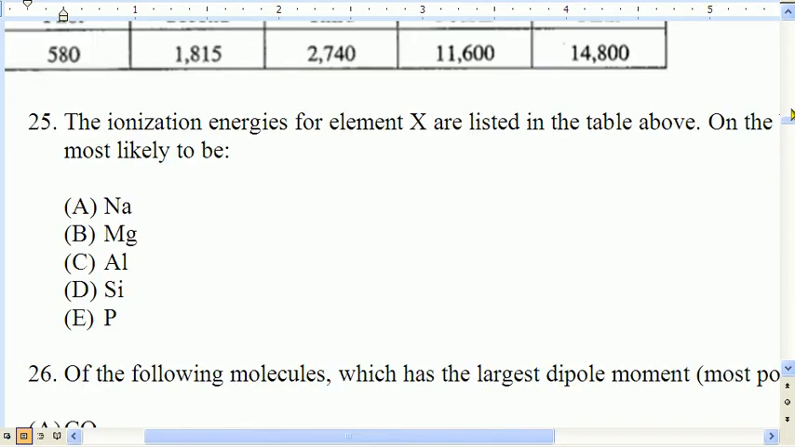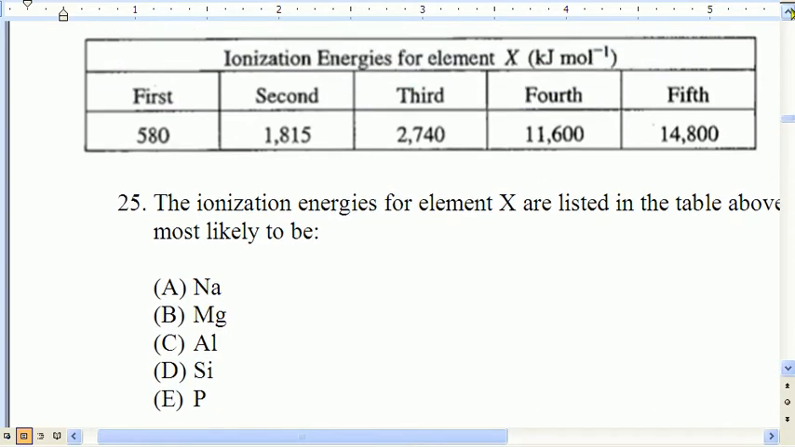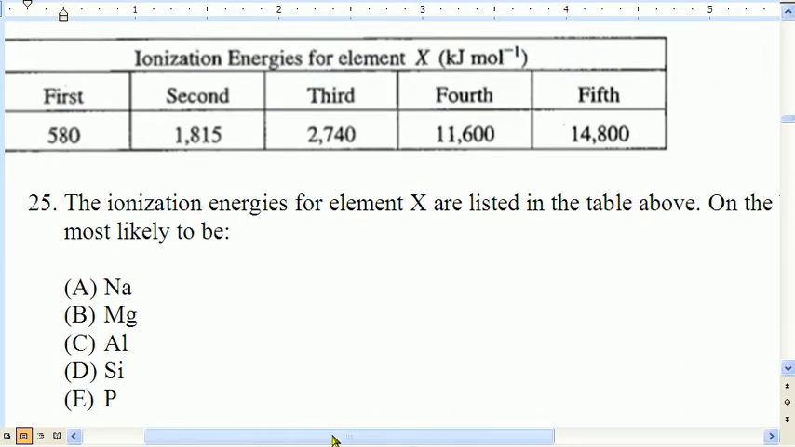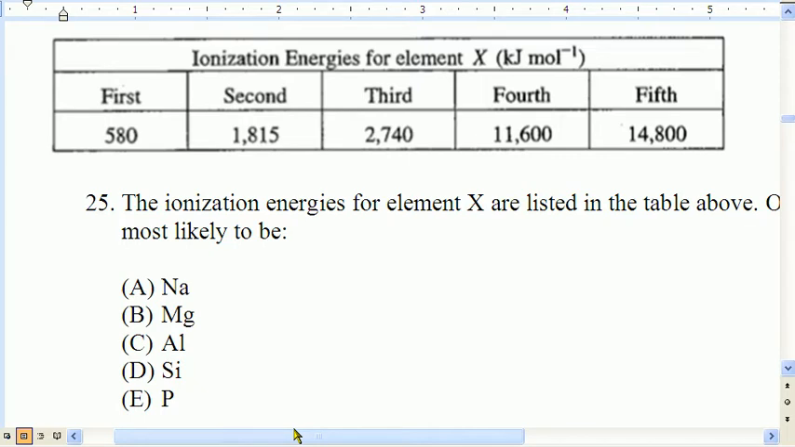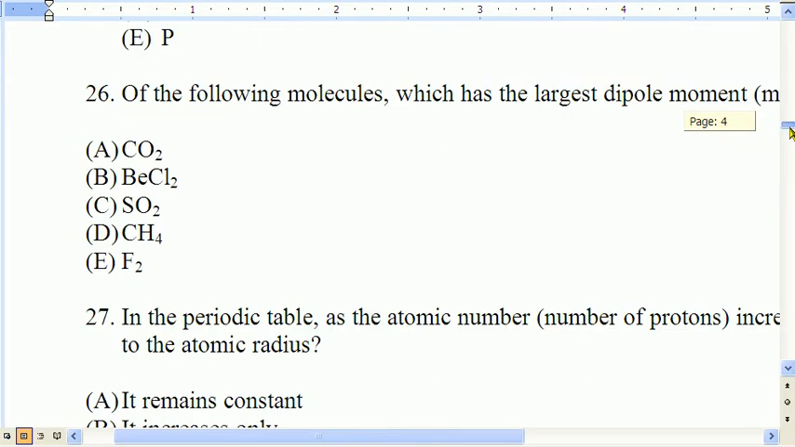25. The ionization energies for element X are listed above in the table. So we're looking for jumps. And in this one, we got a big jump right here. So it's between 3 and 4, so it will lose 1 electron. It'll lose a second electron, it'll lose a third electron, but not allowed to lose a fourth. So losing 3 electrons makes you 3 plus, and aluminum is the only one in here that would be 3 plus.